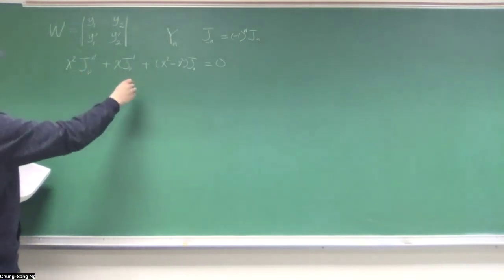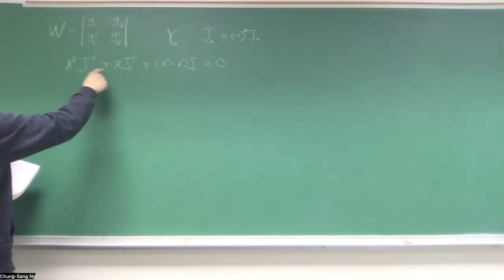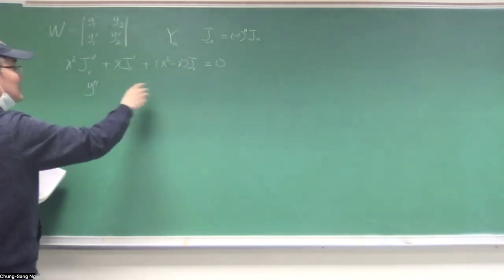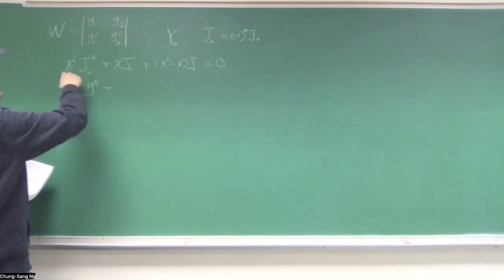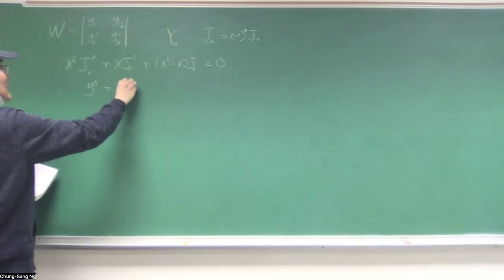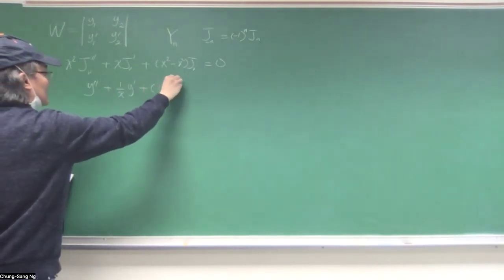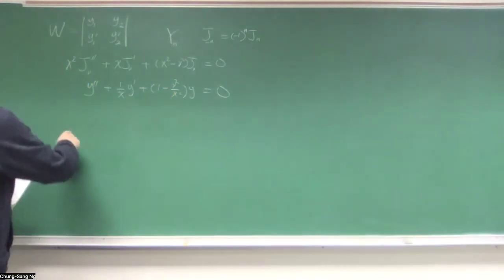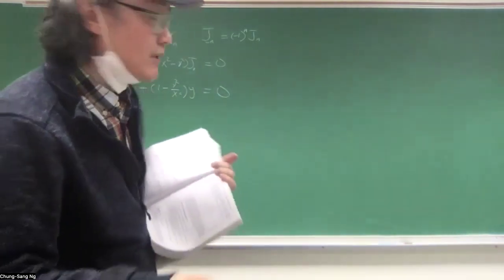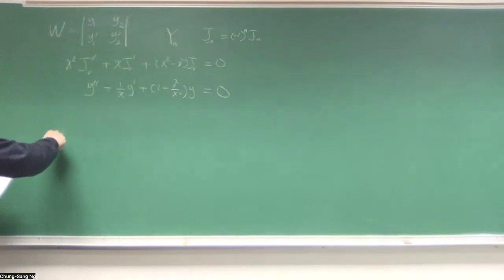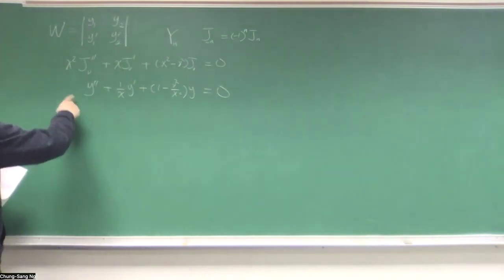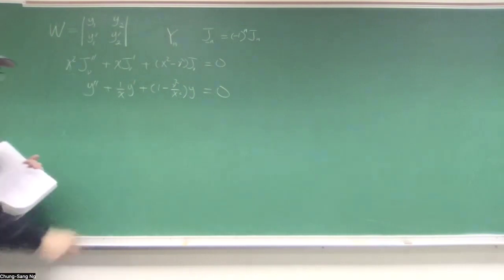What we can do is just rewrite this. Let's call this y, so y double prime, and divide all the terms by x squared, and you have y double prime plus 1 over x y prime minus nu squared over x squared y equals zero. As it turns out, this is not important. Then the Wronskian is given by this one, and now what you want to do is just calculate the derivative of the Wronskian.